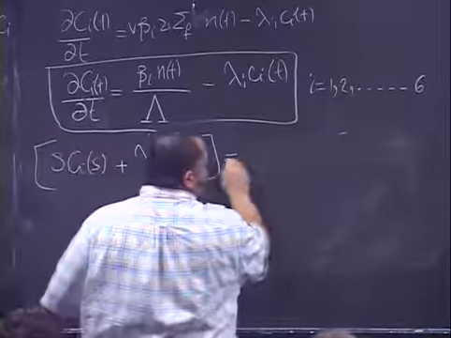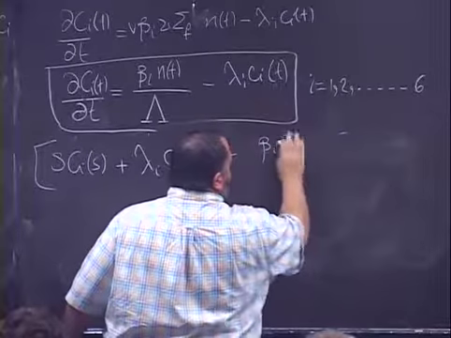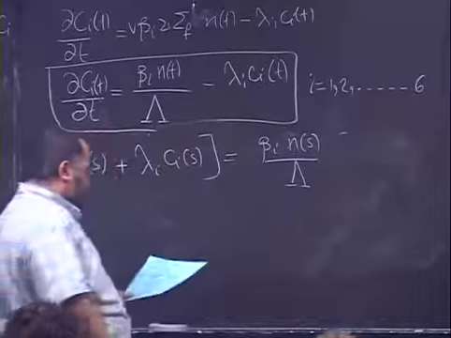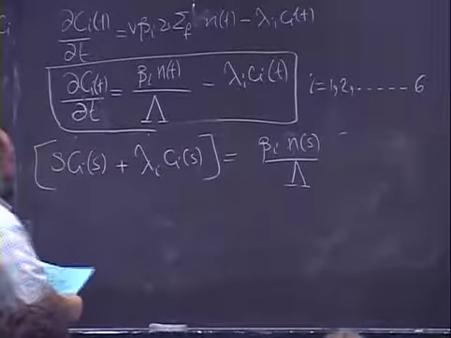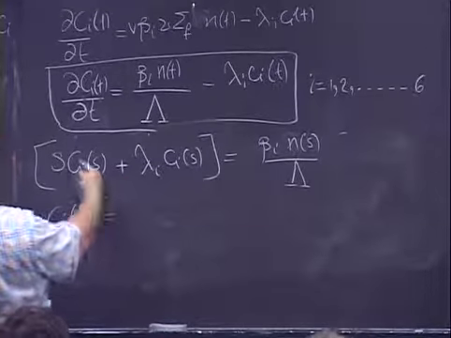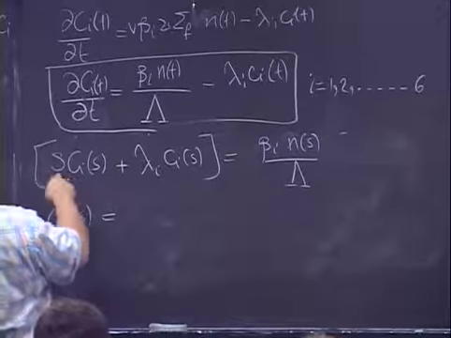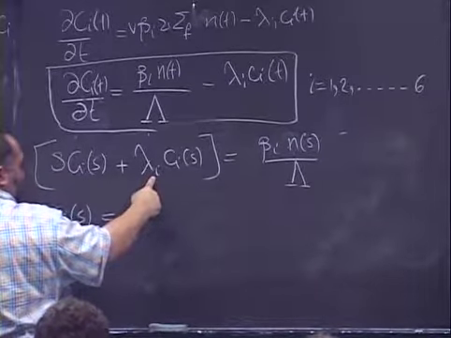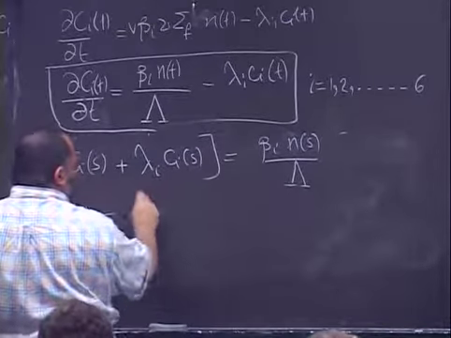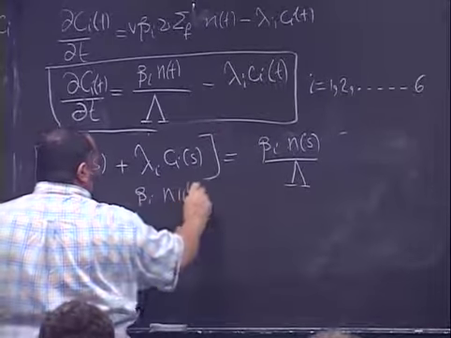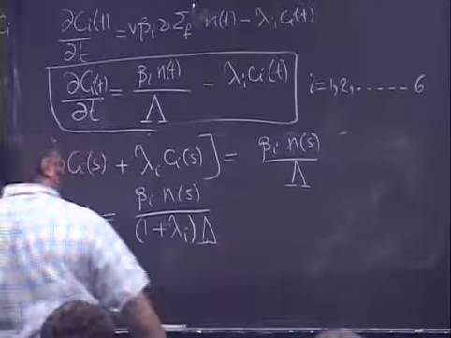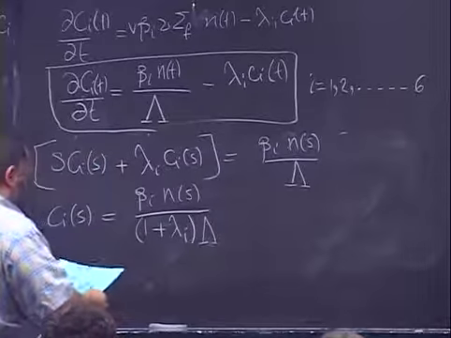and this will be equal to what? Beta I n of s divided by gamma. So what's Ci? Ci of s, you will take it as a common factor. You will be left with s plus what? Lambda I. Then Ci will be this divided by s plus lambda I. So this will be beta I n of s divided by s plus lambda I, multiplied by gamma.